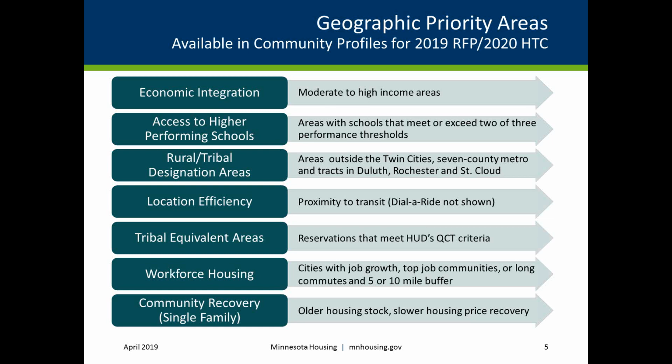The final geographic priority area is community recovery. Community recovery is used for the single-family RFP and is meant to highlight communities with lower median incomes, older housing, and a higher than average decline in home sales prices.